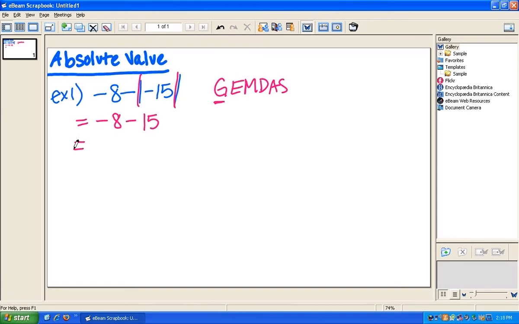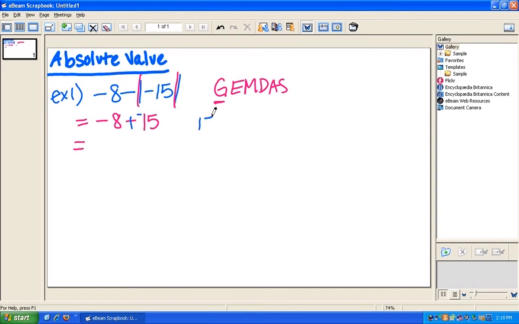We want to keep going, but again, we have to remember that in algebra, we don't subtract. We add the opposite. So I'm going to change this to addition and change the power to negative. This was a positive 15. Now we're going to change it to the opposite, a negative 15. And we have negative 8 and negative 15, and we're adding them together, which means we have a whole lot of negatives. The signs are the same, so we're going to add.